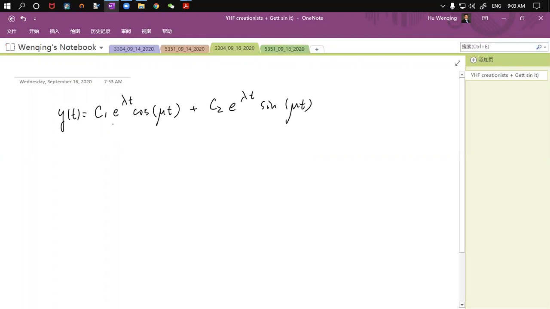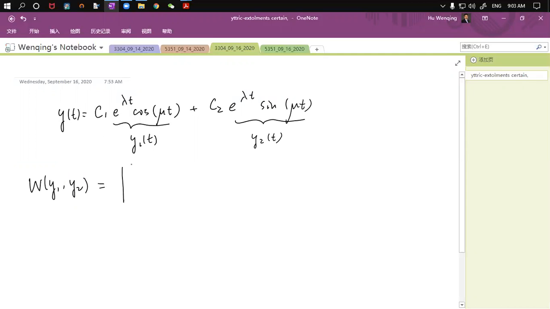Now, suppose this is your y1 of t and this is your y2 of t. You just want to take the Wronskian W of y1, y2. By the definition of the Wronskian that we talked about last time, it is the determinant of y1, y2, y1 prime, y2 prime. You will check that this is non-zero. I will leave it to you as a homework exercise.